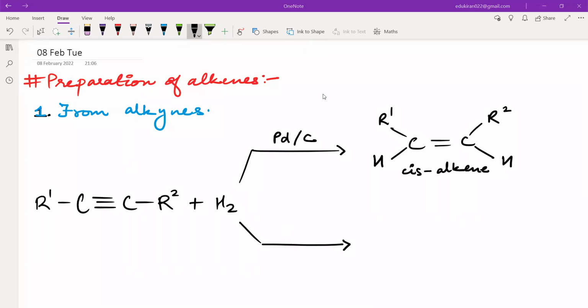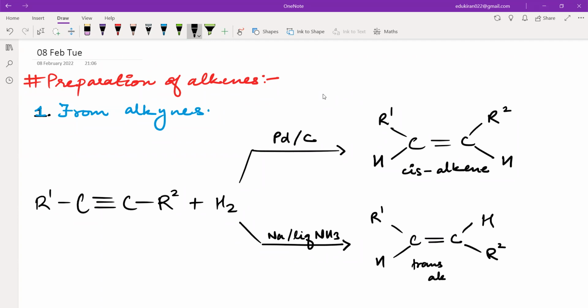So you have same groups here, so that is why this is cis alkene. And if I do the same thing in the presence of sodium in liquid ammonia, sodium in liquid NH3, then I am going to get a trans alkene. Okay, I'm going to get a trans alkene. Simple, yes or no?